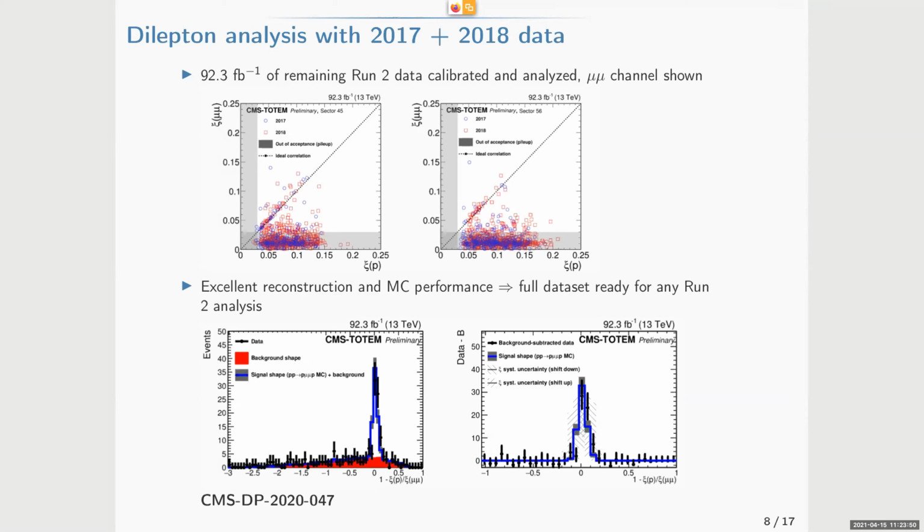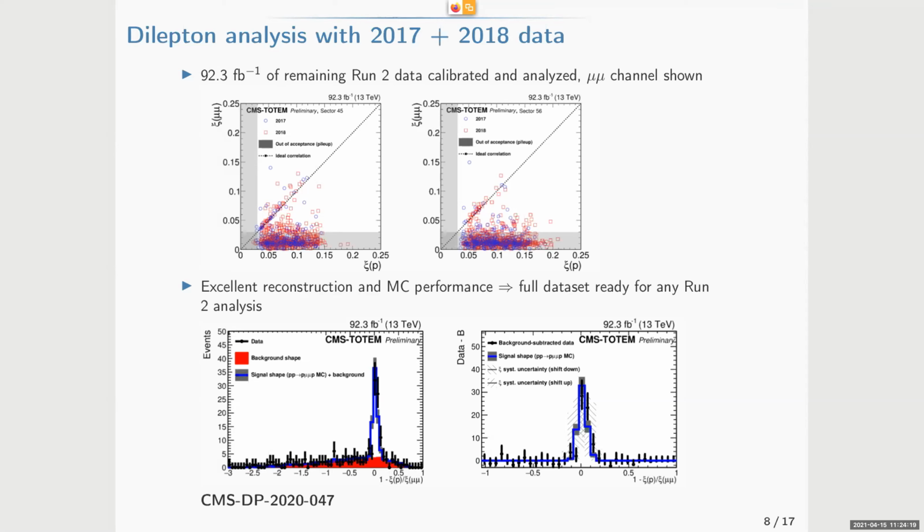We see that the peak is really nicely positioned around zero, as expected if the calibration is correct. And we also managed to describe well the position and the width with simulation. This confirms the reconstruction and Monte Carlo simulation performance for Run 2. And this means that the full data set is ready for any Run 2 analysis, many of which are in progress right now.